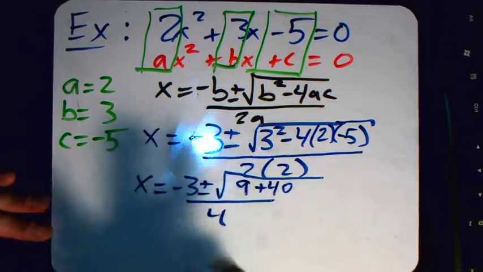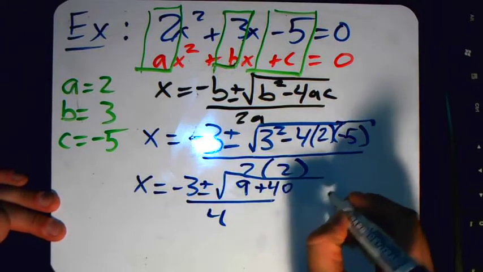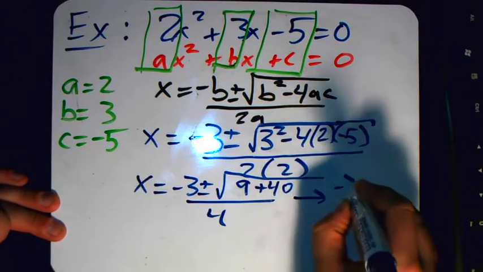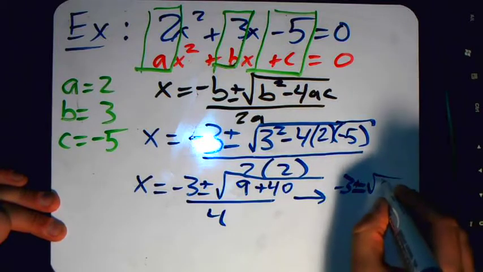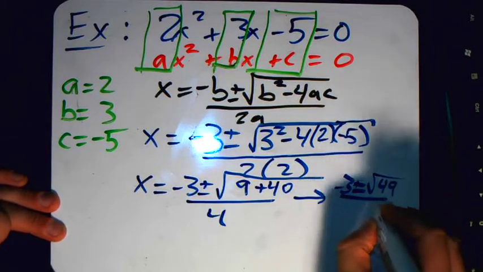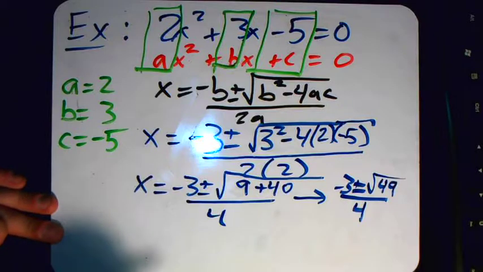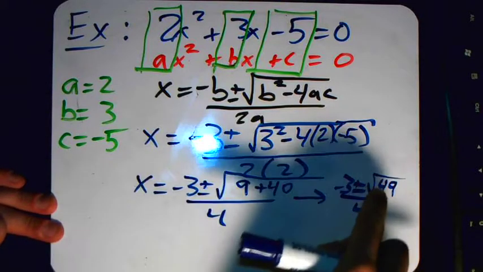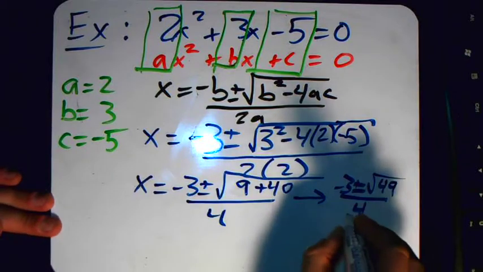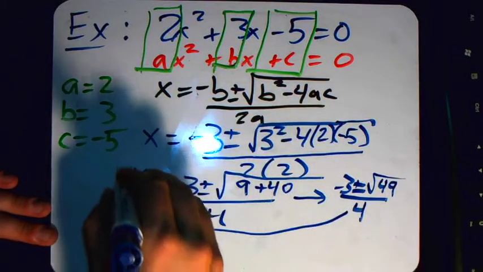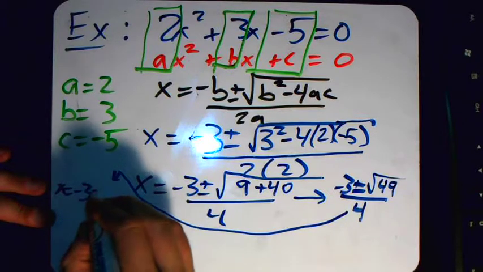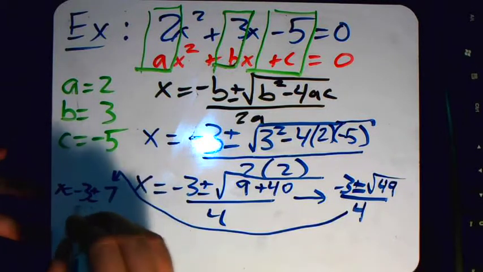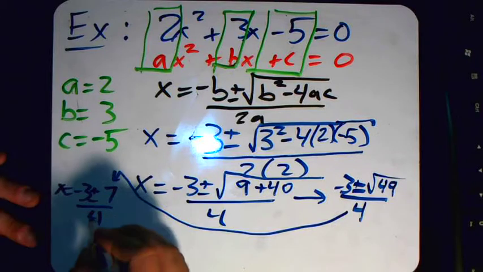And we combine everything underneath the radical to get negative 3 plus or minus the square root of 49 over 4. And this square root of 49 gives us 7, so I'm going to bring this all the way back up here where I have some space. X is equal to negative 3 plus or minus 7 divided by 4.